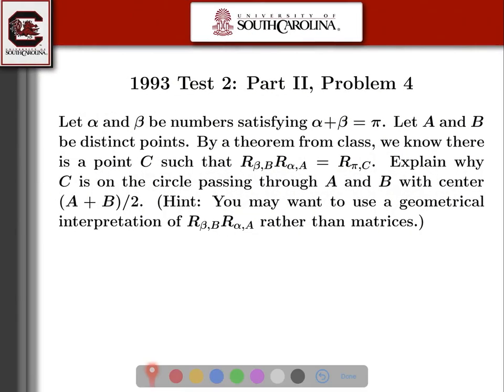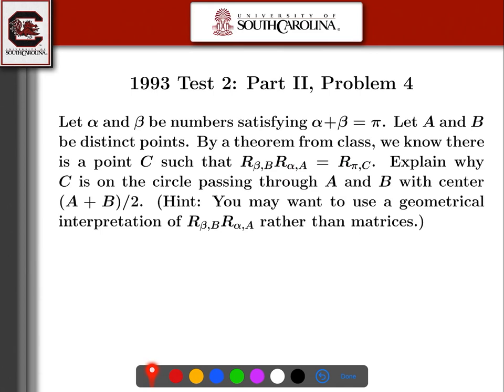So the last problem I want to do for this lecture is the following. It's from an old test 2. I have two angles alpha and beta, and I'm given that alpha plus beta equals pi. Something like this works when it's not pi, but pi makes this a little bit easier. And I have two points A and B, and I want to rotate around A by alpha and then B by beta. Since the sum of the angles is pi, and that's not a multiple of 2 pi, that means that this should be a rotation around some point C by pi.